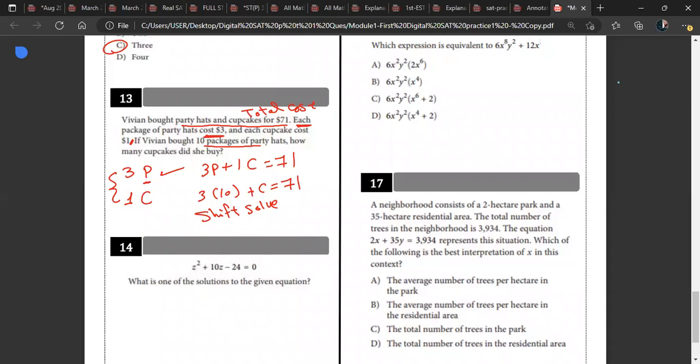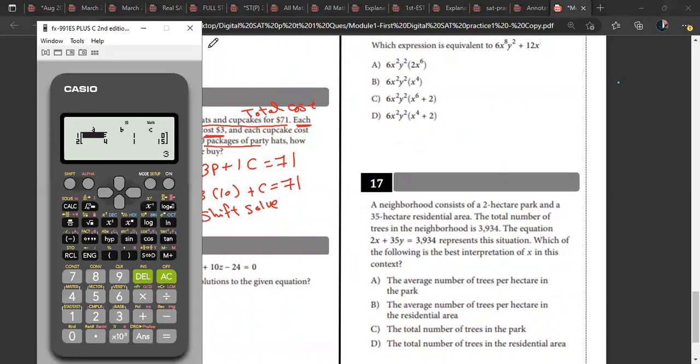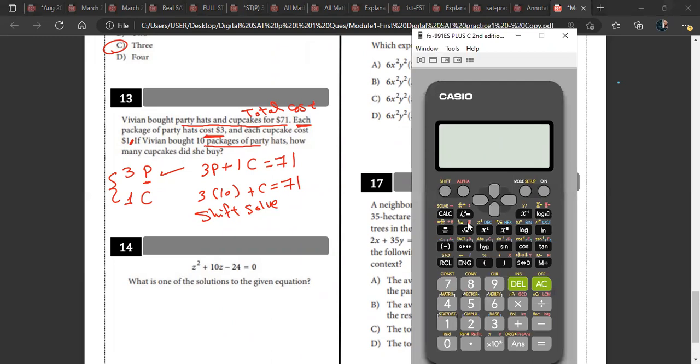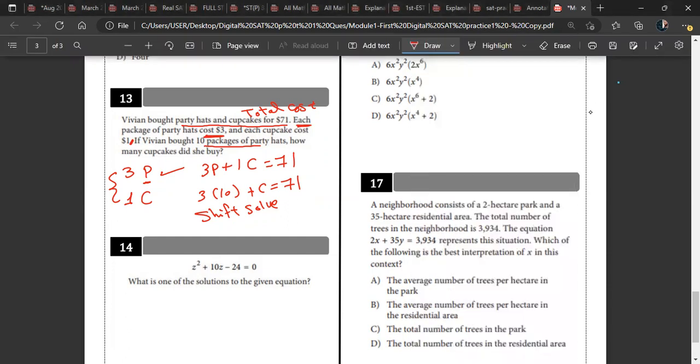Shift solve, how can you do it if you don't know? It will be like this. Here you will write 3 multiply 10, or directly 30, then plus alpha x, which represents C. Then alpha equals 71. Then shift solve, then equal, so x equals 41. This way we call it shift solve. You can do it directly. So here C equals 41, and this is your answer.